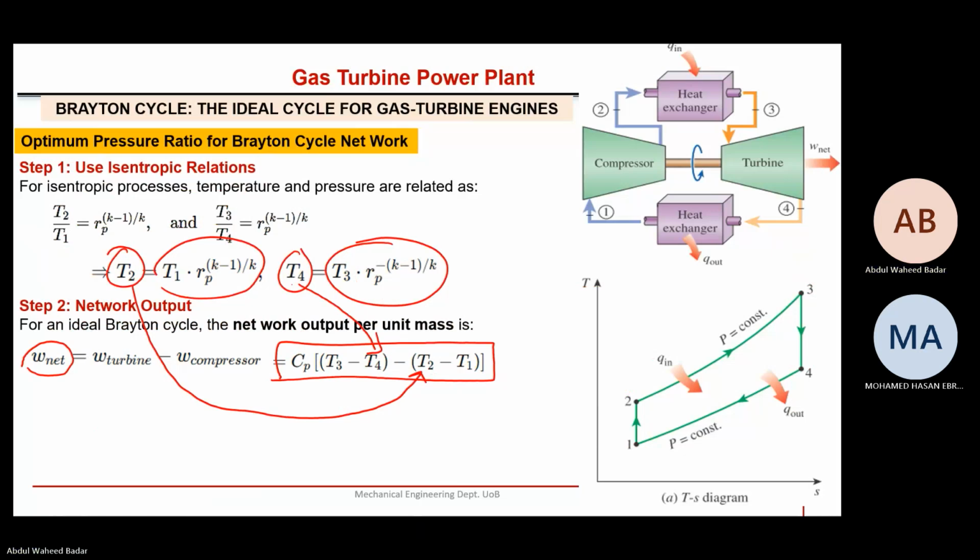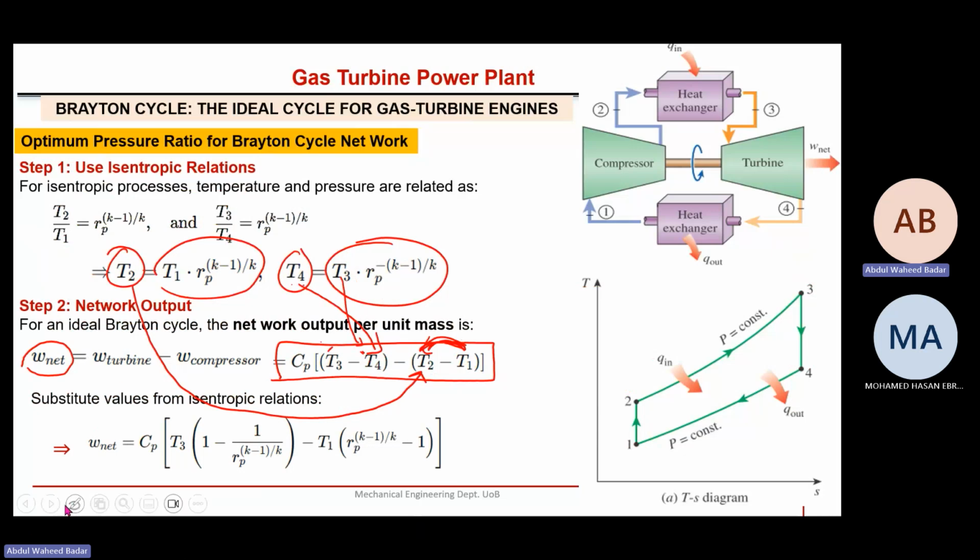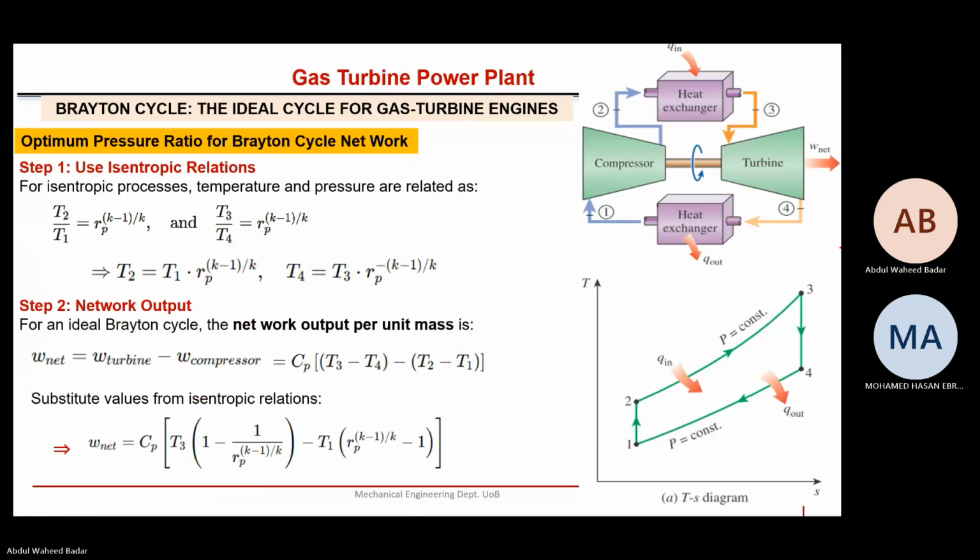Okay. So once you put this T3 here, T3 will be common. And here T1 will be common. So the next step: here T3 is taken out, here T1 is taken out, T1 and T3. Here is the network output in terms of T1, T3, pressure ratio, and specific heat ratio.